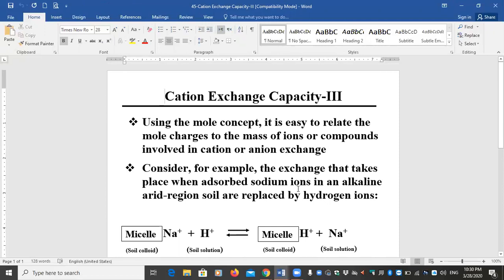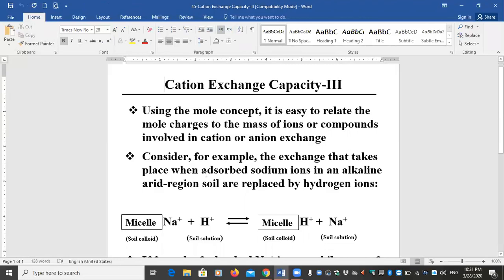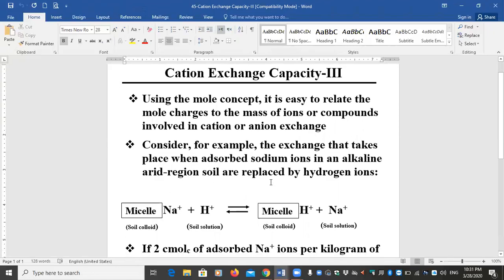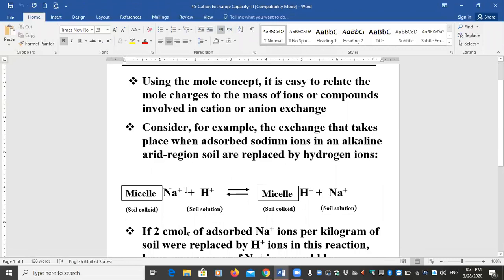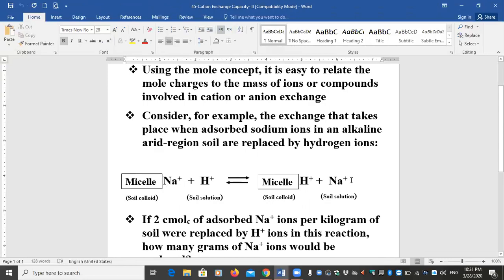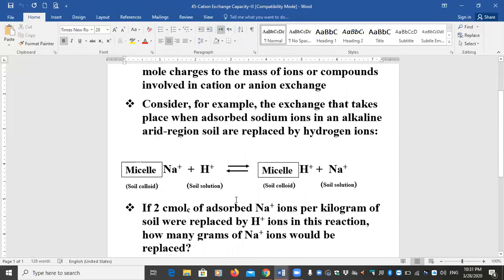So we will first talk about the calculations on ion basis, and then later, the last step, we will move on to the compounds they come from. So consider, for example, the exchange that takes place when adsorbed sodium ions in an alkaline arid region soil are replaced by hydrogen ions. So now we have sodium on the micelle, just like we have shown earlier, it will be replaced by hydrogen. So the micelle will have hydrogen and sodium is being diffused out to the salt solution. Now we will take numbers.